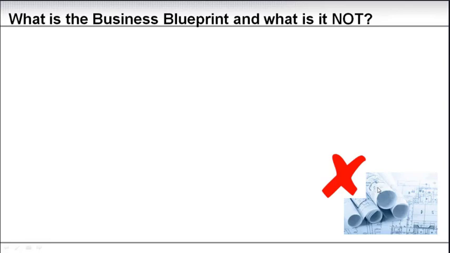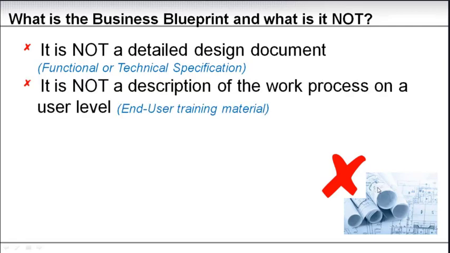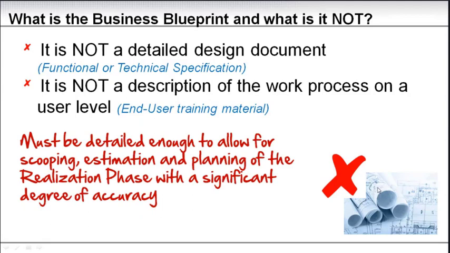What is the business blueprint not? The business blueprint is not a detailed design document, meaning it's not a functional or a technical specification. It is not a description of the work process on a user level. For that, you could have the end user training material or end user work procedures.